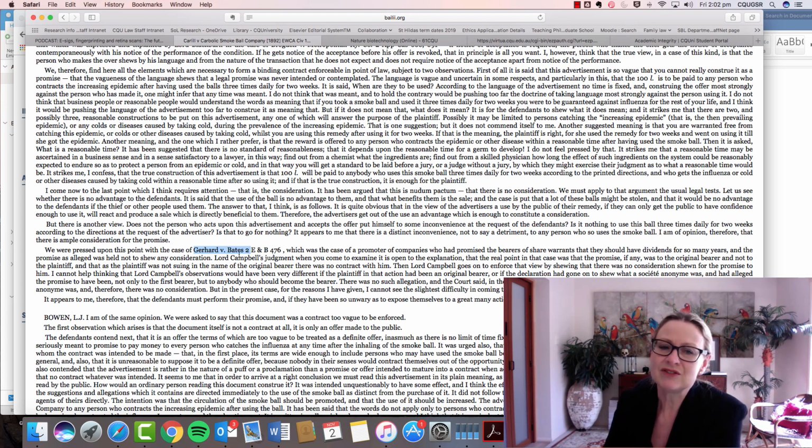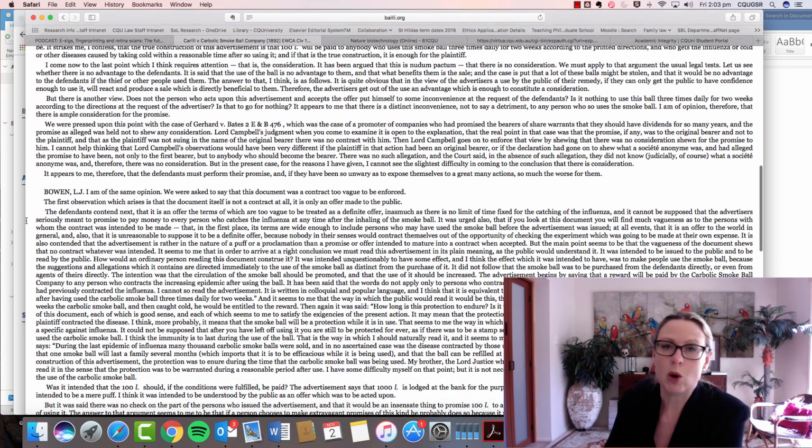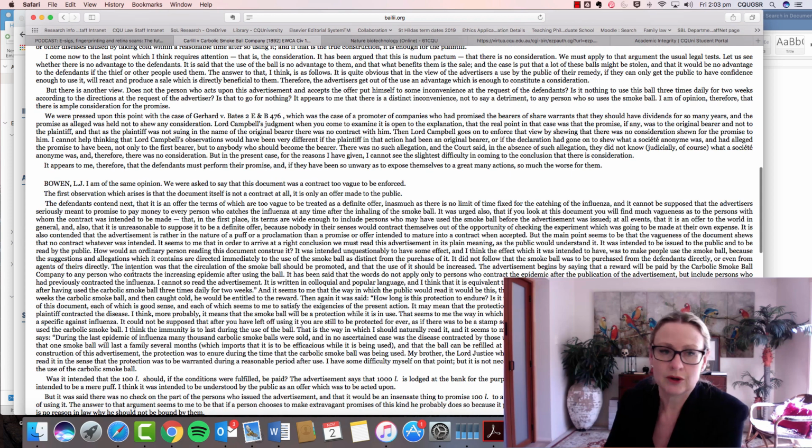So you can see that they've distinguished that case that had a rather inconvenient ratio so that they didn't have to follow it here. Otherwise, that case would have stood in their way and they may have had to come to a different decision. Okay, so you need to just work out what they've said about the Gerhard case. Then you go down to the next judge, Bowen.